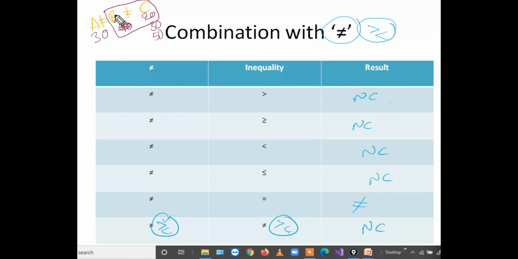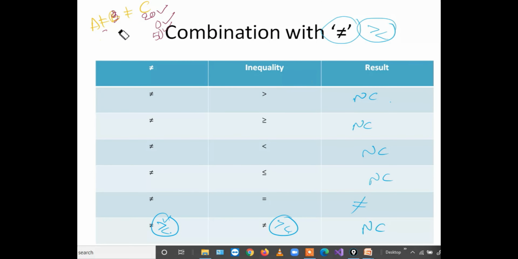Now keeping aside B, compare A and C. In case of C 20, A is greater than C. In case of C is 30, A is equal to C. In case of C is 50, A is less than C. So here also we are getting all the three relations. So no combination means we need to consider all the three relations. Remember that point.